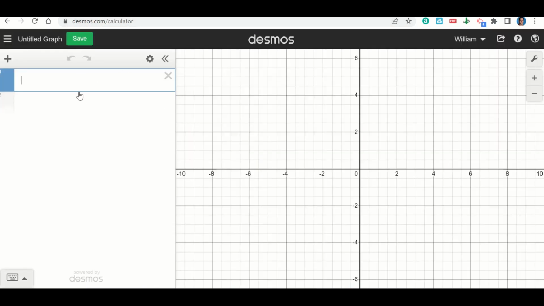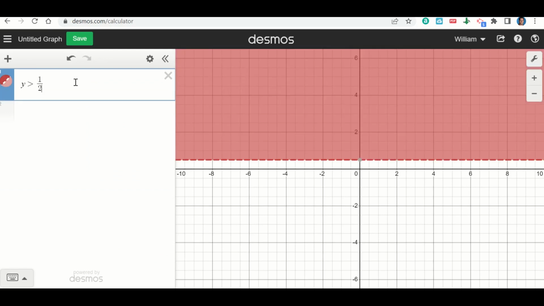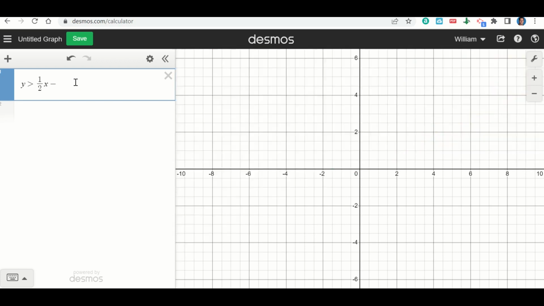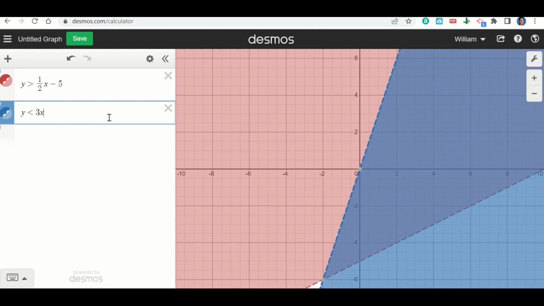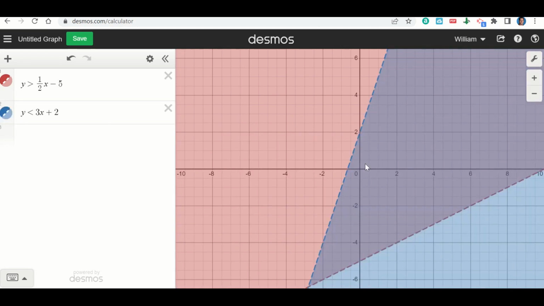And on the left side, I can enter the two inequalities that I want to look at. So let's go ahead and put one in. Y is greater than 1/2 x minus 5. So there's my first one. And then I'm going to put my second one in. Y is less than 3x plus 2.